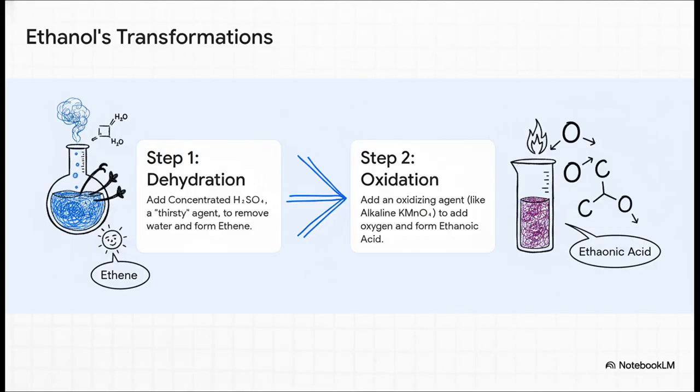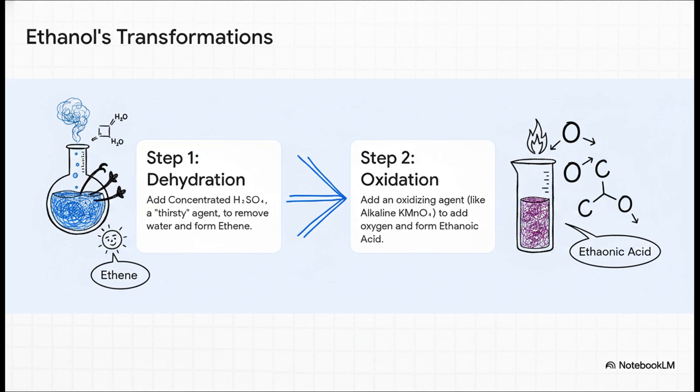Here we go. First up, dehydration. We add something called concentrated sulfuric acid. The easiest way to think about this stuff is as a thirsty agent. Its only job is to come in and snatch a water molecule right out of the ethanol. And when it pulls out that water, what's left behind is ethene.